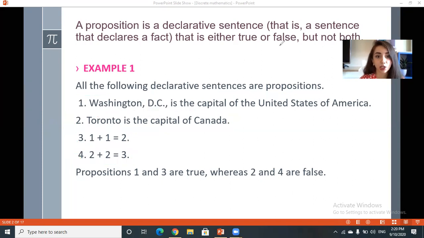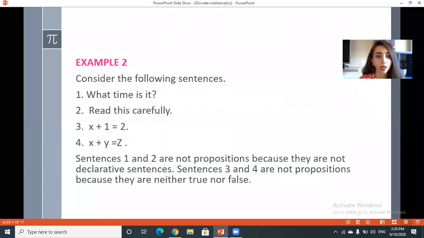Let's continue. Example 2. Consider the following sentence: What time is it? Can we say yes or no? No. This is not a proposition because this is not a declarative sentence. Second one, read this carefully. Can we answer this yes or no? No. This is also not a proposition because this is not a declarative sentence also.